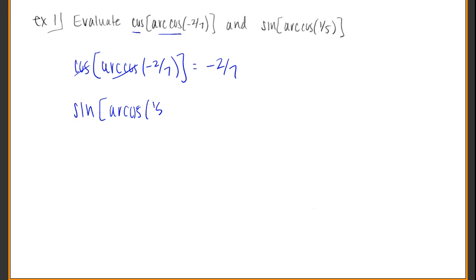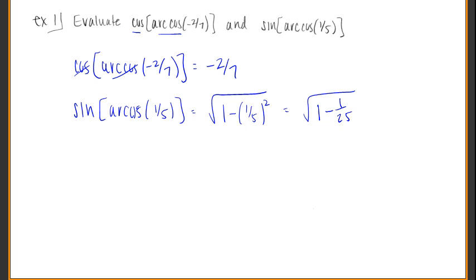Now sine arc cosine of 1/5. Because those two don't match up, I don't have sine and arc sine, I have sine and arc cosine, what I need to do is use the other rule. It says it's the square root of 1 minus that angle, which is 1/5, squared. So it's the square root of 1 minus 1 over 25, and then from here just cleaning it up. 25 over 25 minus 1 over 25 is 24 over 25.